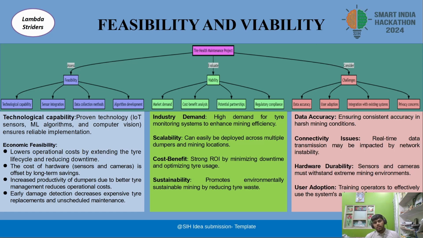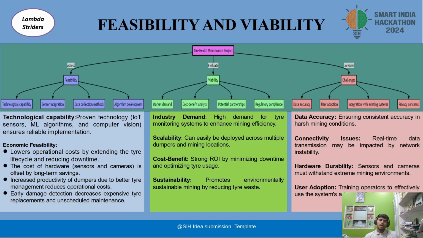Then there is cost benefit. There's a strong ROI by minimizing downtime and optimizing tire usage. There would also be a potential partnership in this. We can partner with the company that manufactures these dumpers and tires, and ask them, hey, why not put this hardware into the manufacturing unit while you're at it? And there we have it, a potential partnership. Then there's sustainability. It's environmentally friendly because we are reducing tire waste.